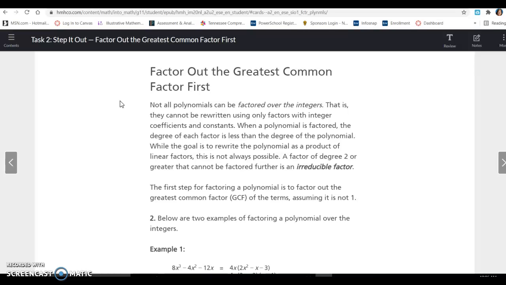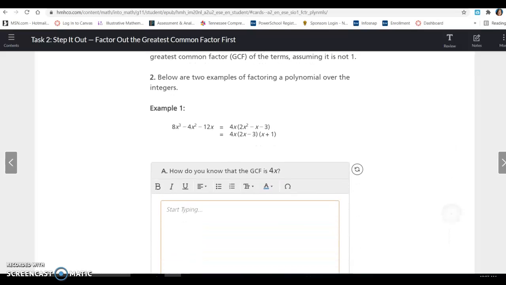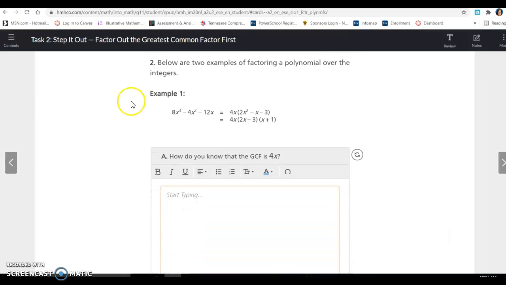While the goal is to rewrite the polynomial as a product of linear factors, this is not always possible. A factor of degree 2 or greater that cannot be factored further is an irreducible factor. The first step for factoring a polynomial is to factor out the greatest common factor of the terms, assuming it is not 1. Below are 2 examples of factoring a polynomial over the integers. We've done greatest common factor before, so this should look familiar.